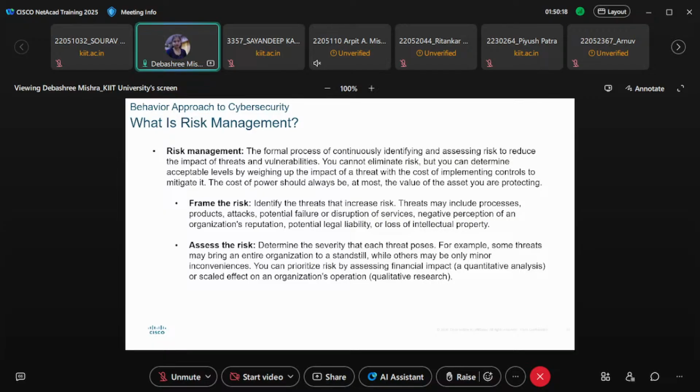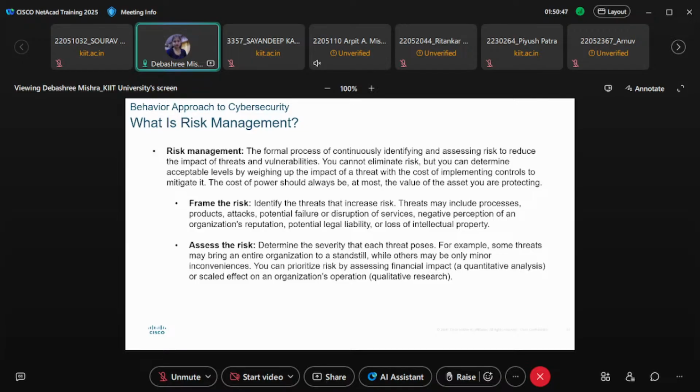So this is the negative approach: once the organization gets into any kind of risk, what can happen to the organization in future? First of all, the reputation will go down. There can be legal liabilities. The client can take any kind of legal action. Next, there will be a loss of your intellectual property.